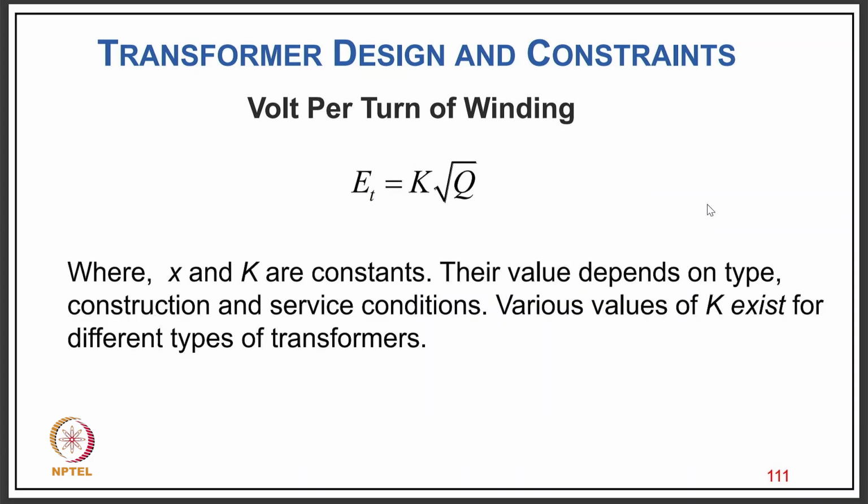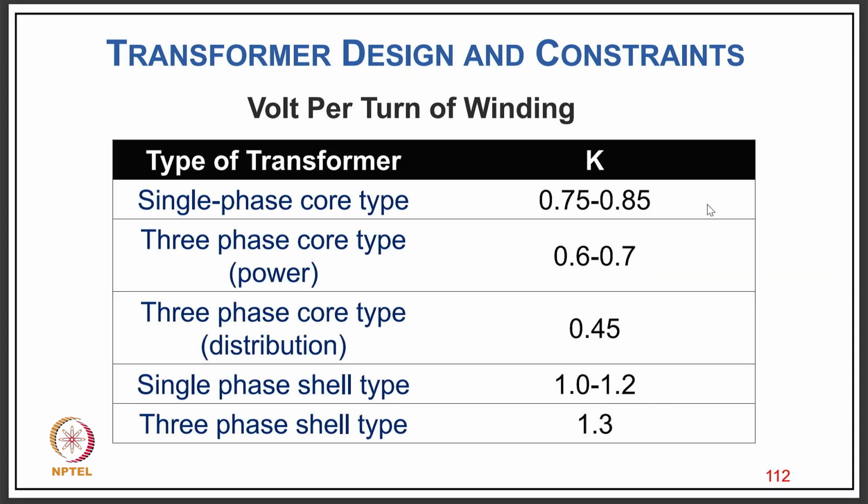Now, you can say volt per turn rating ET equals K under root Q, where X and K are constant. Their value depends on type, construction, and service condition. So various values of K exist for the different types of transformer, as you can see here in the volt per turn factor.